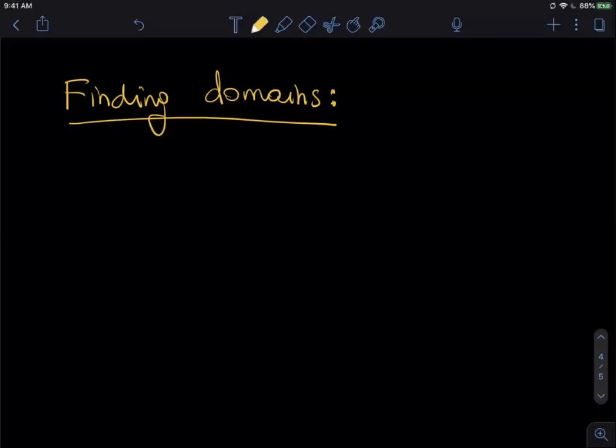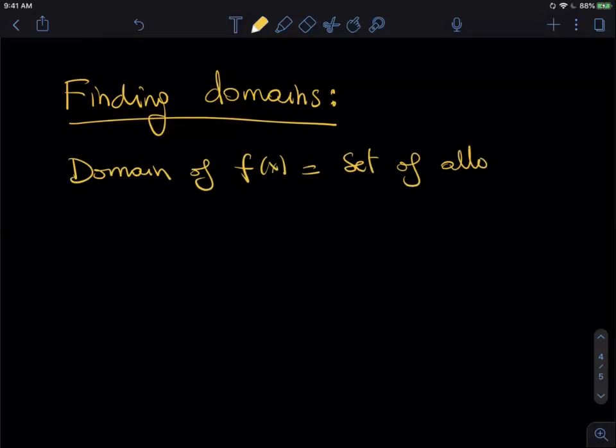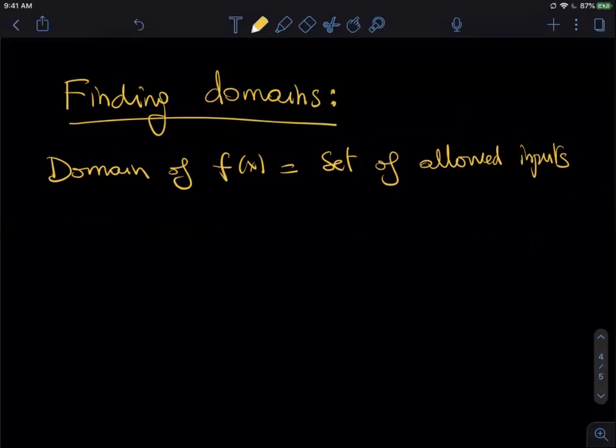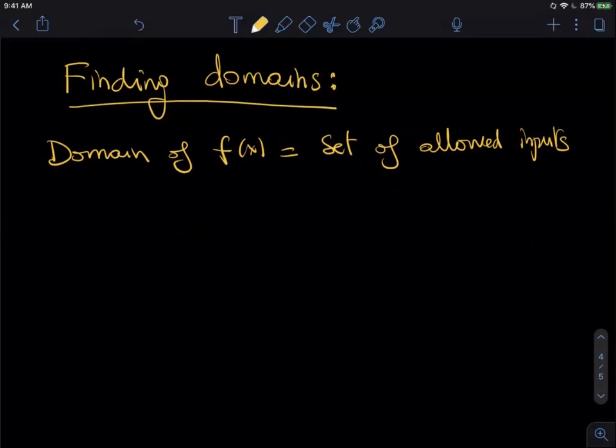Let us now learn how to find domains of functions. So remember, the domain of a function is the set of allowed inputs. There are only a few problems that we can find, so there are a few things to avoid.